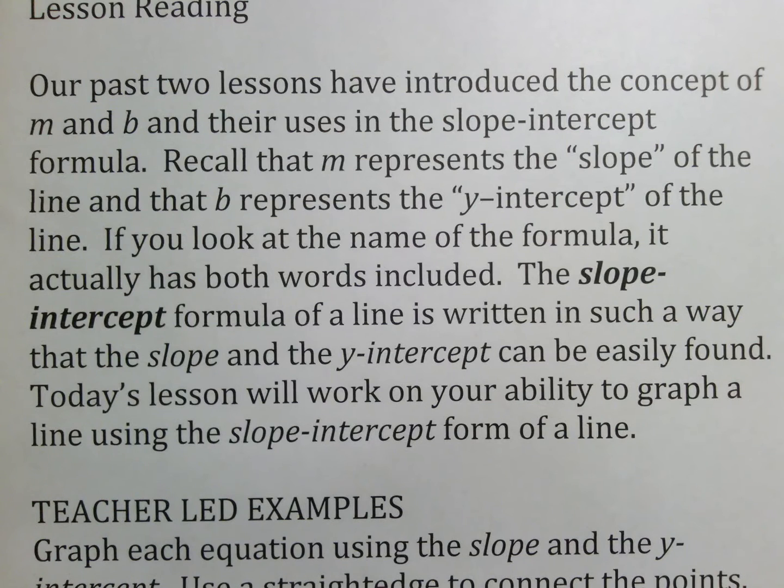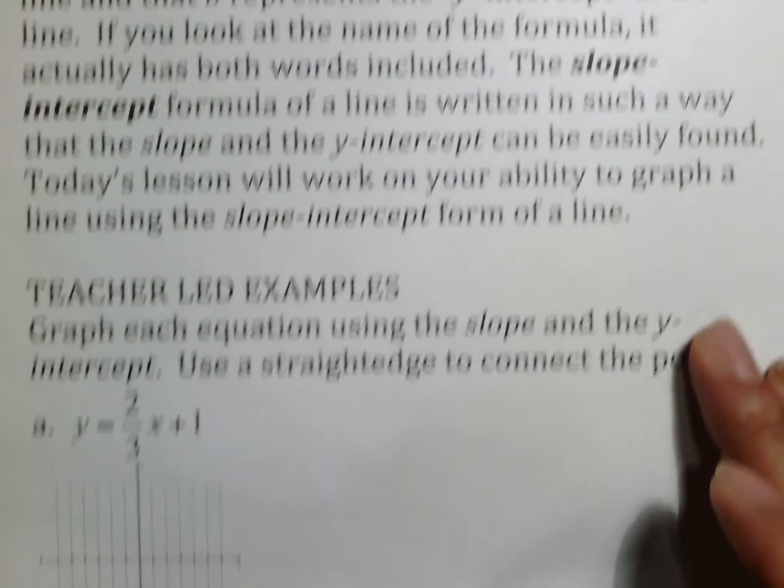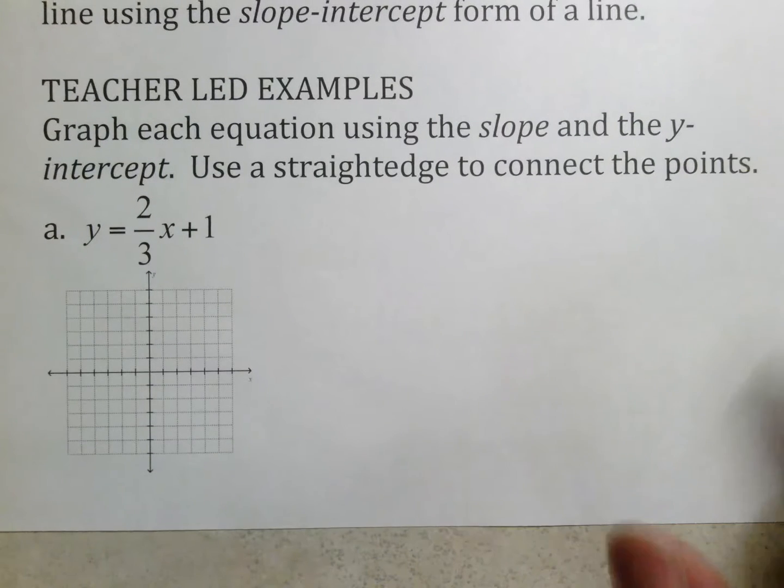Today's lesson is going to work on your ability to graph a line using the slope-intercept form of a line. So what we're going to do today is use our skill of identifying M and identifying B to graph lines and get things done the way we need to. I'm going to make my straight edge here real fast while we get started. I think this should be a very easy lesson for you.